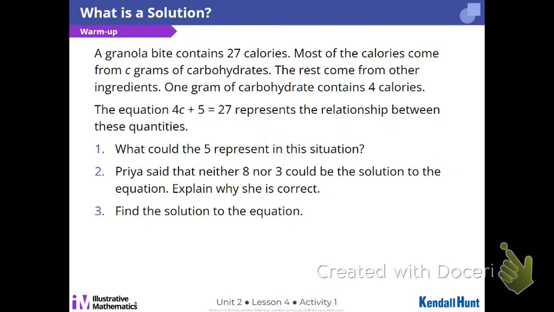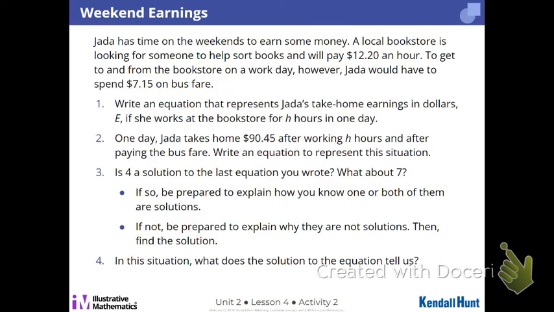The next question is Jada. She's going to start hustling. She wants to make some money. She wants to turn a new page in her life. She's going to work at a bookstore, maybe Schuler Books, $12.20 an hour, which seems pretty good. So she's getting $12.20 an hour to work here. But to get there, she has to ride the bus, and that costs $7.15.